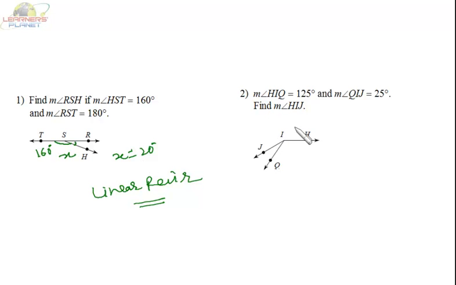In this question, HIQ is 125 degrees. So let's label it. It's 125. QIJ is 25. That means this is 25, and we have to find out HIJ. That means this complete angle we have to find out. So this complete angle will be 125 plus 25, that is 150. Clear?